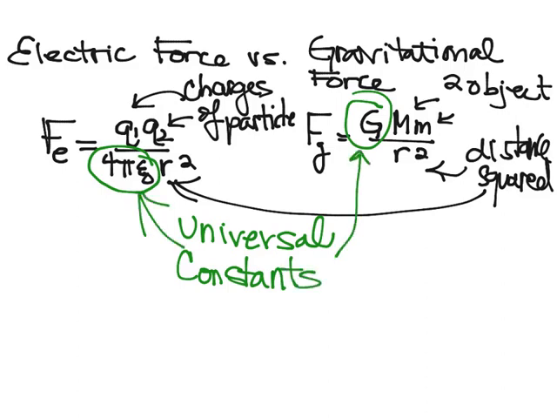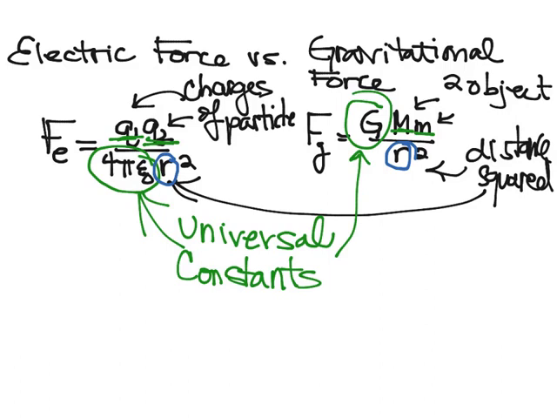So you can see they're both forces at a distance, and they have the same structure. It's some character of object 1 times some character of object 2, whether that character is the charge or the mass, and then divided by the distance between them squared.